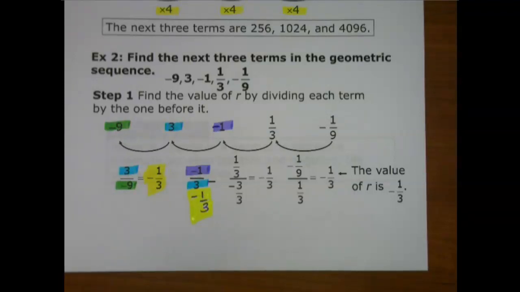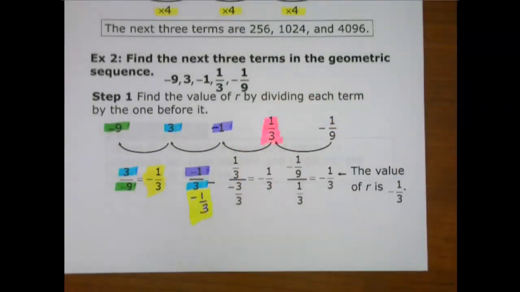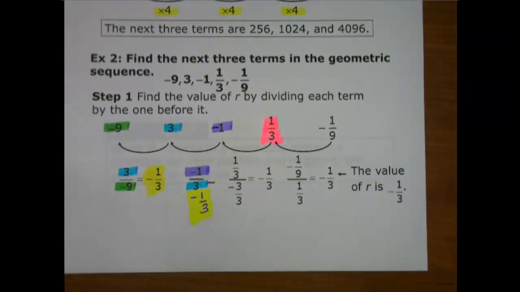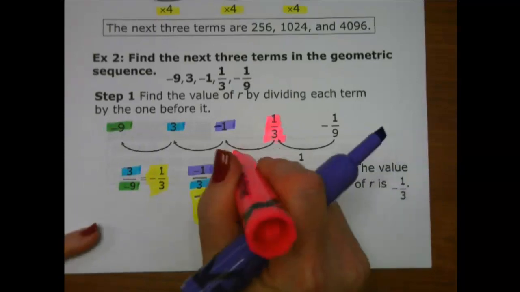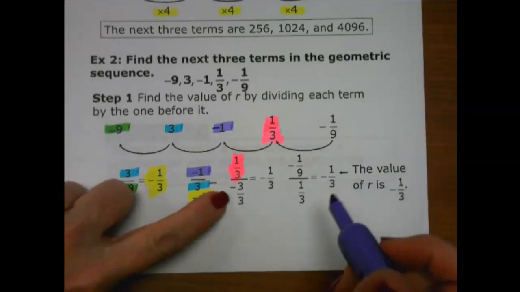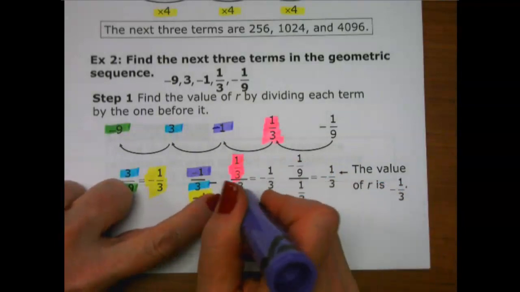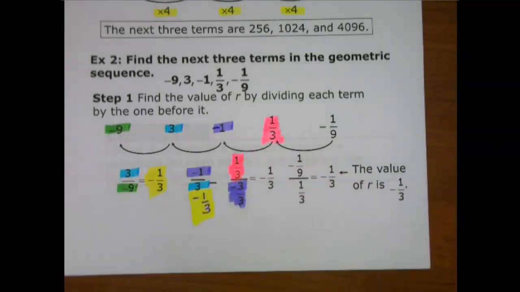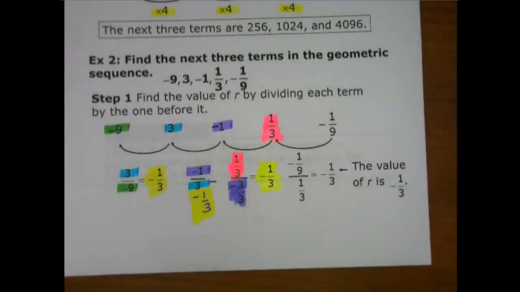So my next term is 1/3. 1/3 divided by -1. So all I did was put this 1/3 here. And in order to do it by hand, right, I did this -3/3 because that's the same thing as -1. You could have just left -1 there. Either one is fine. But you'll see you're still coming out with -1/3. So our value is still -1/3.